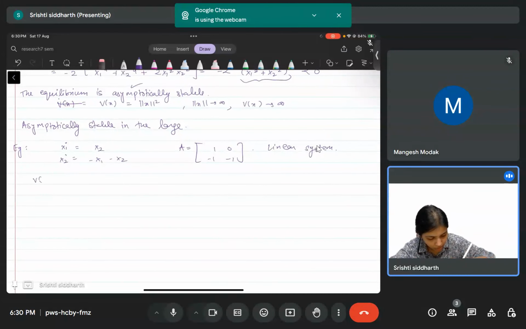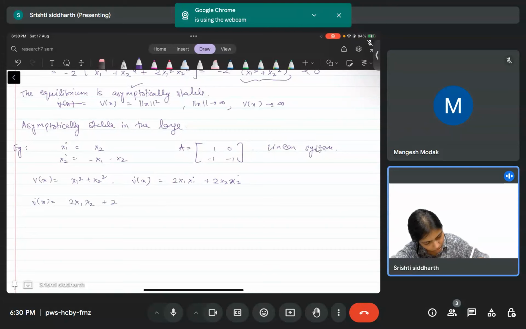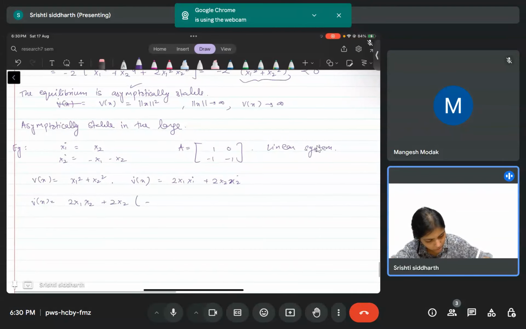The obvious choice for V(x) is x1 squared plus x2 squared. Okay. So now we determine stability. The next step is to compute V dot of x. This is simply 2x1 x1 dot plus 2x2 x2 dot. And we just need to substitute the dynamics there.